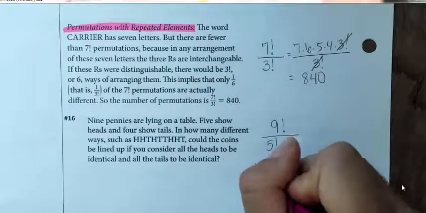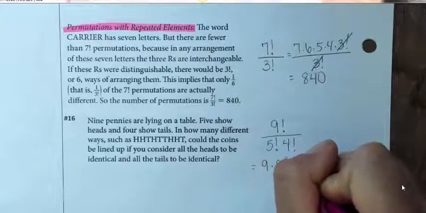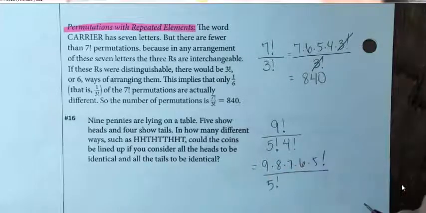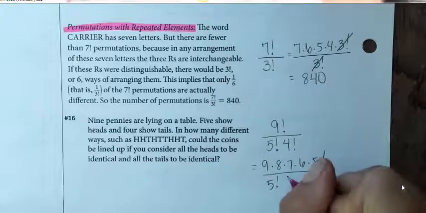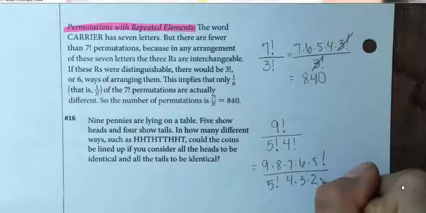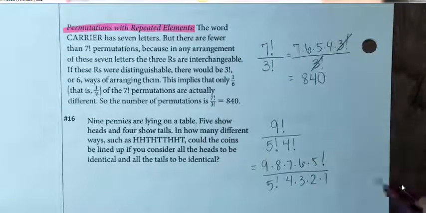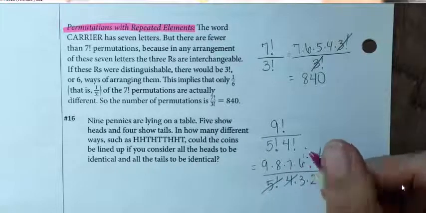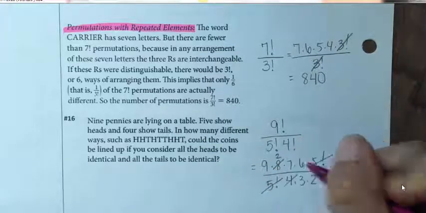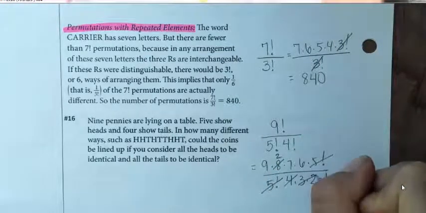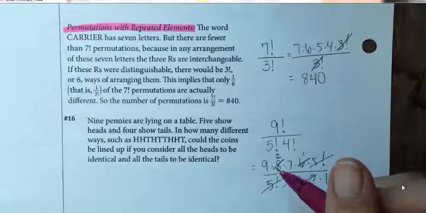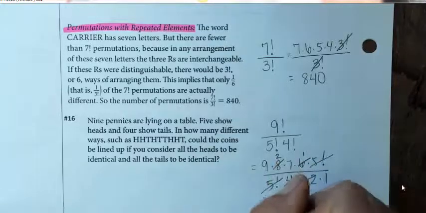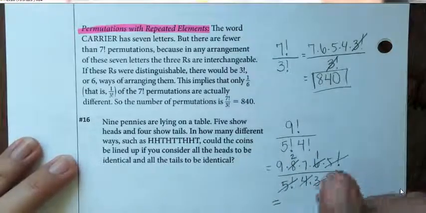So how would I do this by hand? I'd go 9 times 8 times 7 times 6 times 5 factorial over 5 factorial. And then for 4 factorial, I would probably go 4 times 3 times 2 times 1. You don't really have to put that. The 5 factorials reduce. The 4 can reduce with the 8 and give me a 2 left. 3 and 2 give me 6, so I'll reduce with that. So really I'm just left with 18 times 7. We get 126.